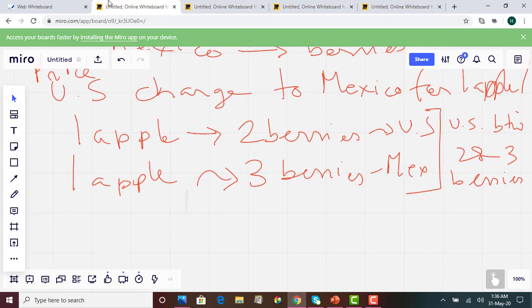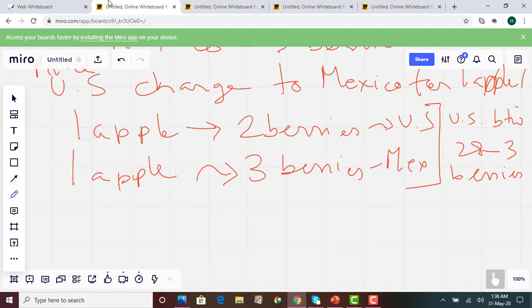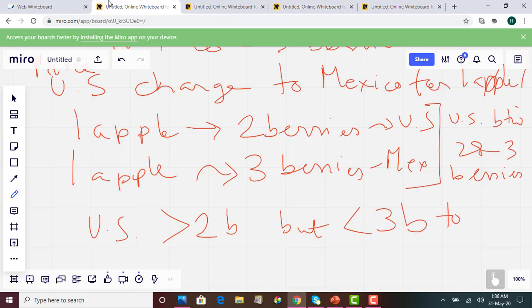So USA basically will charge greater than 2 berries but less than 3 berries to Mexico. Let me tell you how. If USA charges more than 2 berries, their cost is 2 berries, but when they are charging more than 2 berries, they are making a profit right there, right? Because they are charging more than their opportunity cost. So that's a benefit for USA, because by charging higher than 2 berries, they are making profit.